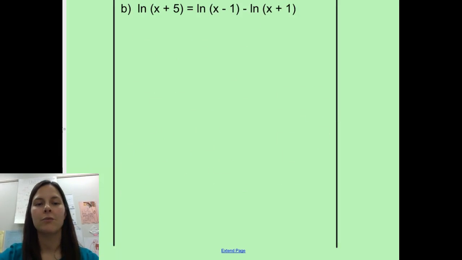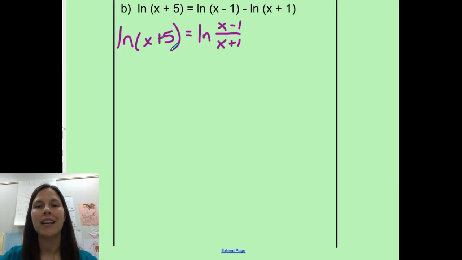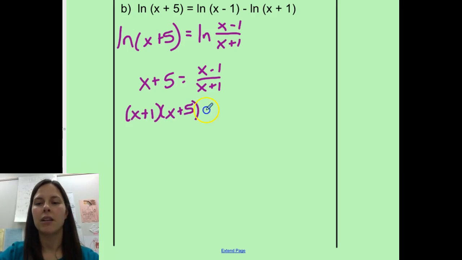Part B, I'm going to start on the right-hand side and condense to a single log. This one's subtraction, so I condense to division. Now I have natural log equals natural log, so I can drop the logs and just have x plus 5 equals x minus 1 over x plus 1. In order to solve, I do not want any variables in the denominator, so I'm going to multiply both sides by x plus 1 to cancel my denominator.